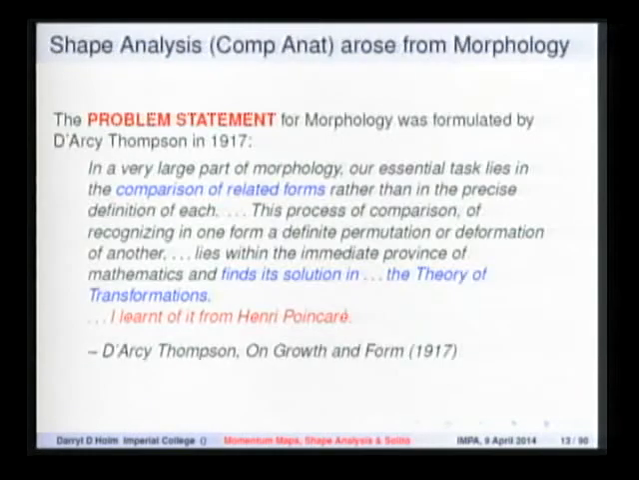Okay, so he had a beautiful way of saying this, just quoted many times. "A very large part of morphology, our essential task, lies in the comparison of related forms rather than in the precise definition of each. And this process of comparison, or recognizing in one form a definite permutation or deformation of another, lies within the immediate province of mathematics and it finds its solution in the theory of transformations." So a few pages later in this book, he tells us that he learned of it from Henri Poincaré.